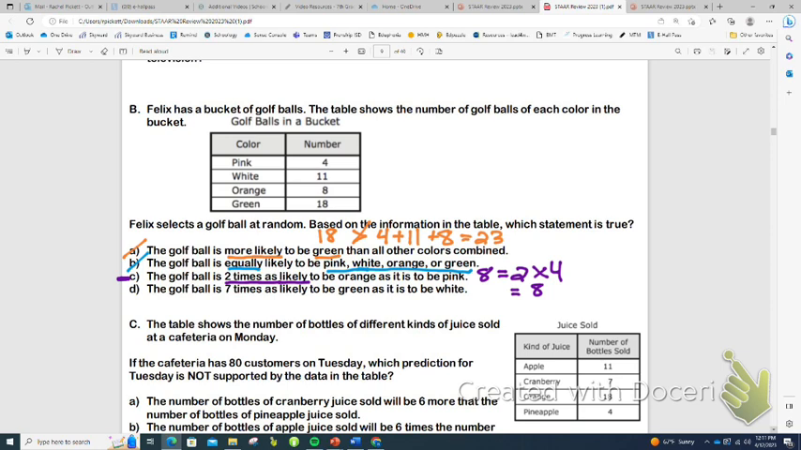D says the golf ball is 7 times as likely to be green as it is to be white. So that means that green has to be equal to 7 times white. When we look at how many greens there are, 18 greens, and there are 11 whites. Well, 7 times 11 equals 77, and 18 is not equal to 77, so that's not true, which means our only possible answer choice is C.